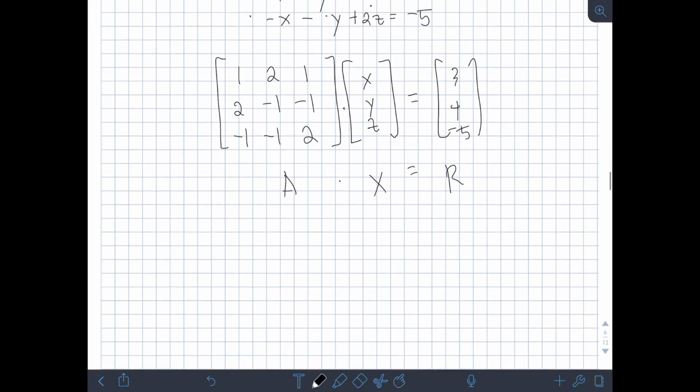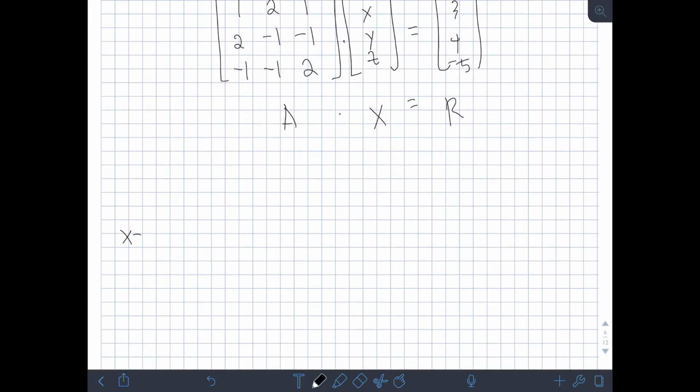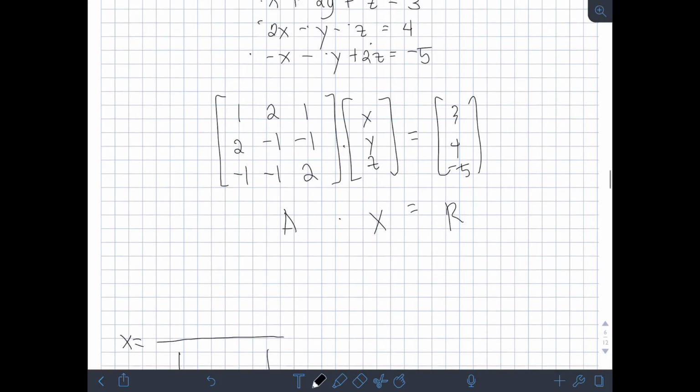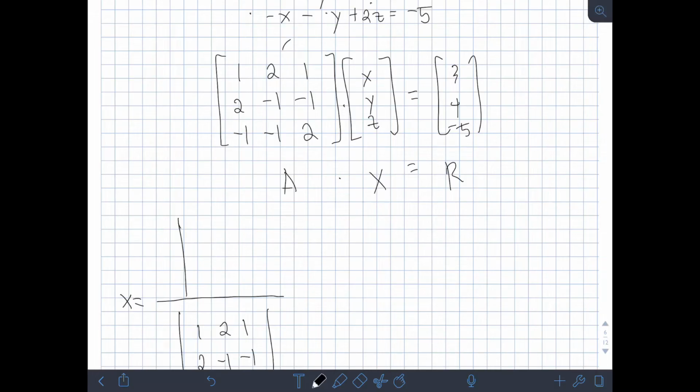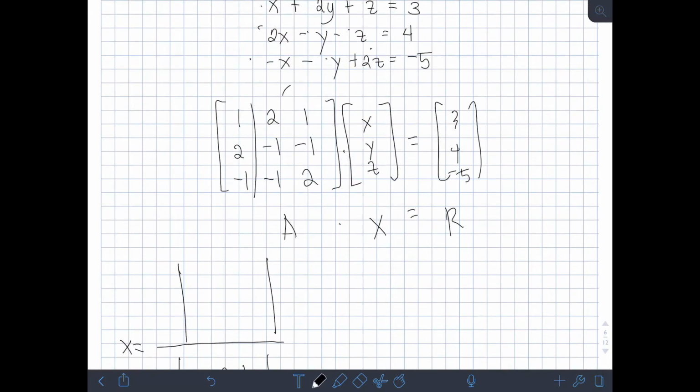So, applying Cramer's rule, solve natin yung variable x with the formula, yung denominator, determinant nitong matrix A. So, 1, 2, 1, 2, negative 1, negative 1, negative 1, negative 1, 2. And then, yung numerator niya, papalitan natin tong column 1 ng 3, 4, negative 5, yung mga constant. So, 3, 4, negative 5. Then, copy yung remaining entries ng matrix A. 2, negative 1, negative 1, 1, negative 1, 2.